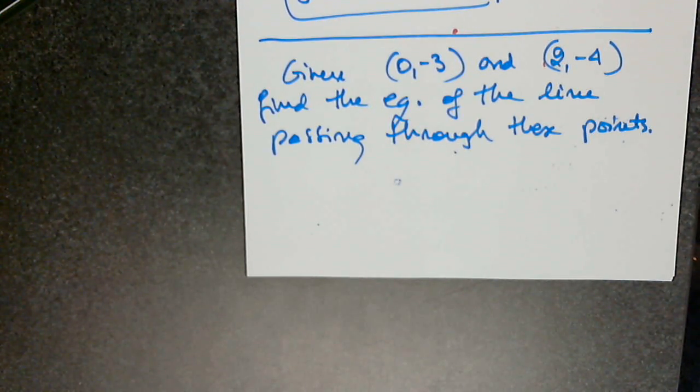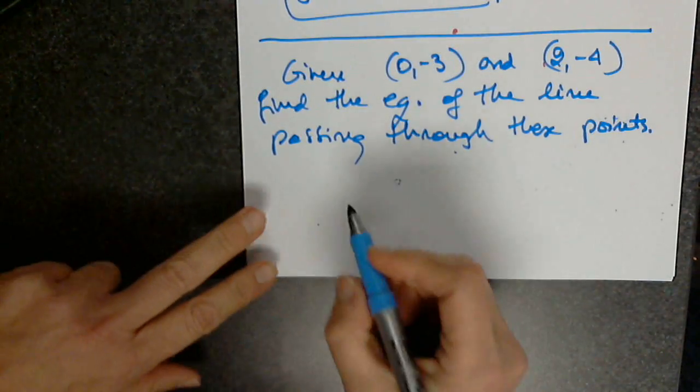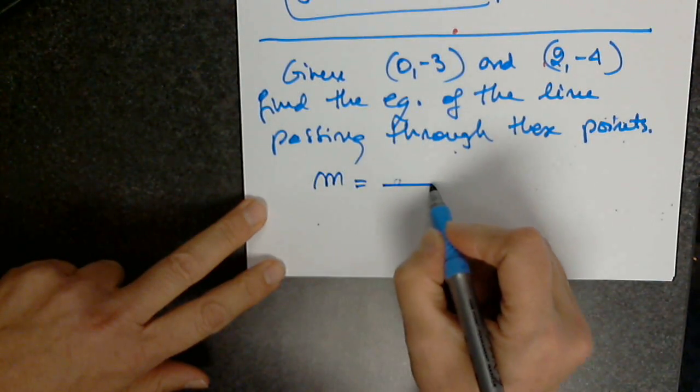So we're given 2 points. We're given (0, -3), and we're given (2, -4). I'm asked to find the equation of the line passing through these two. What is the starting point? What do I have to find first? Exactly. I cannot do anything before I find the slope.